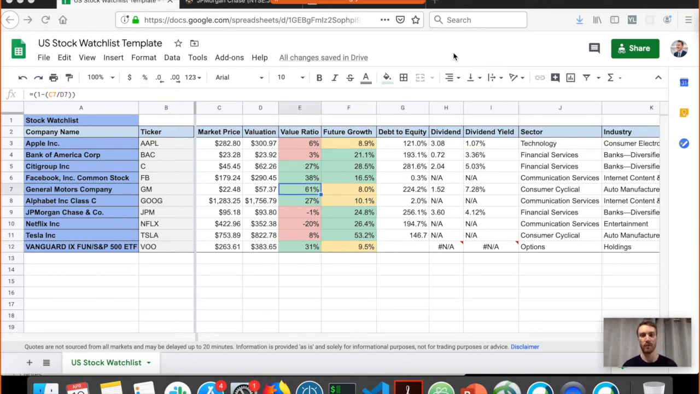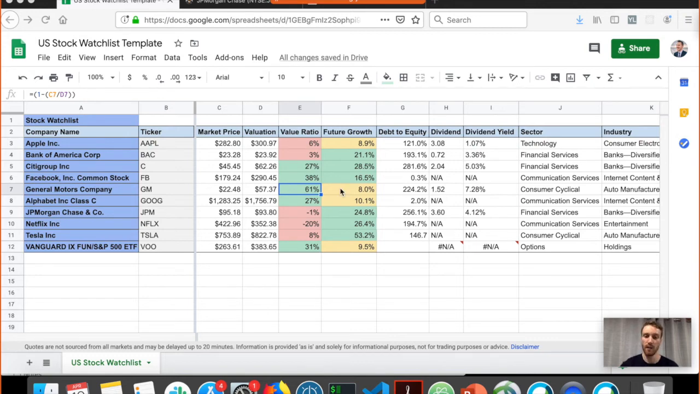So now we'll have a look at a single stock analysis, great for an active investor. General Motors Company, or ticker code GM, its market price is $22.48, and its valuation on Simply Wall Street is $57.37, which is 61% undervalued.